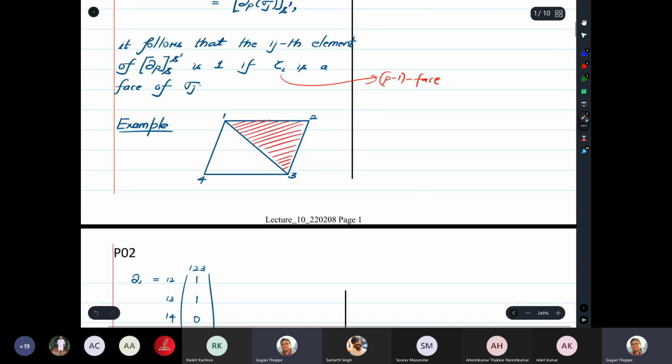Right, so let's look at a quick example and see how to compute the boundary matrices associated with a given simplicial complex.